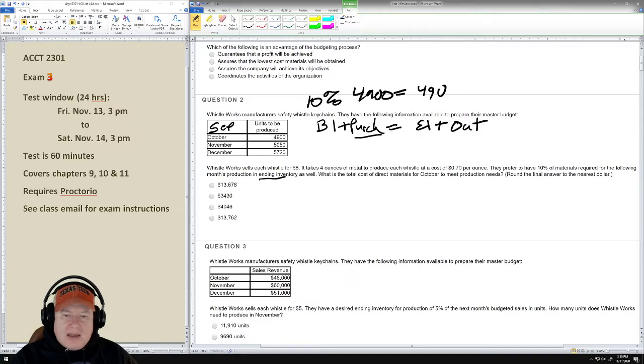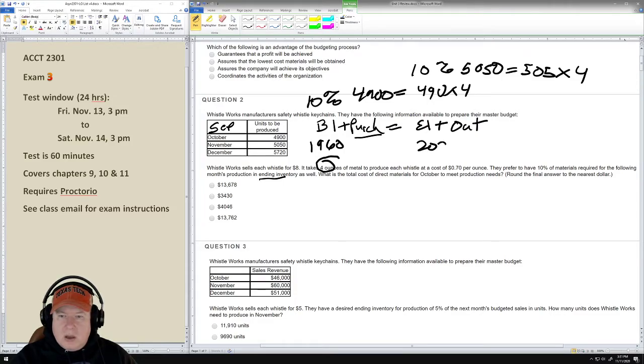But what we're looking at is the raw materials. Each of these units takes 4 ounces of metal, so this would be times 4. So our beginning inventory would be 1960. Then our ending inventory is going to be for November, which is 10% times November, 5050. So that's 505 times 4, and that comes out to 2020.